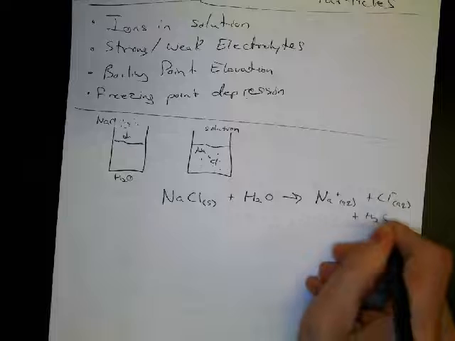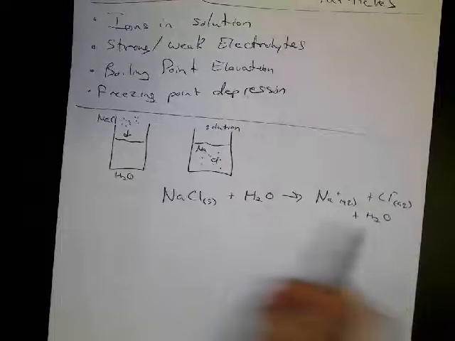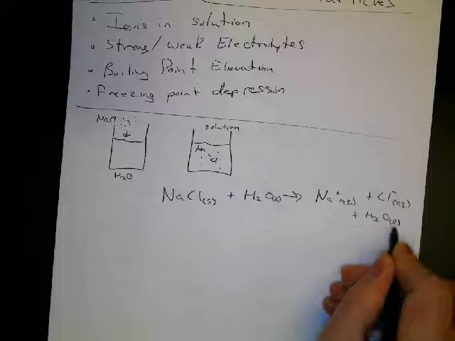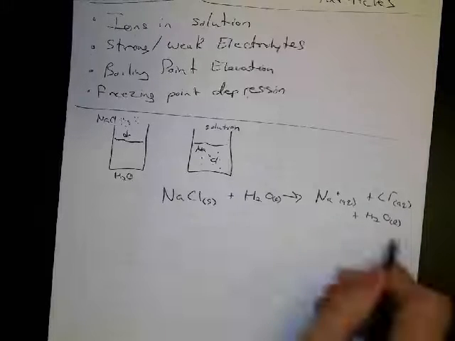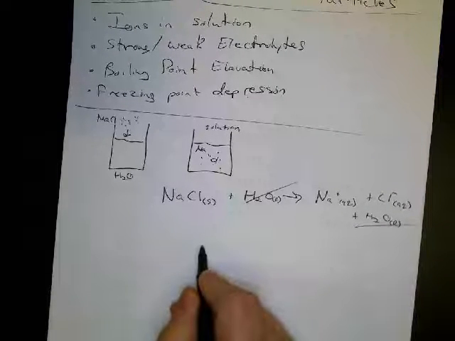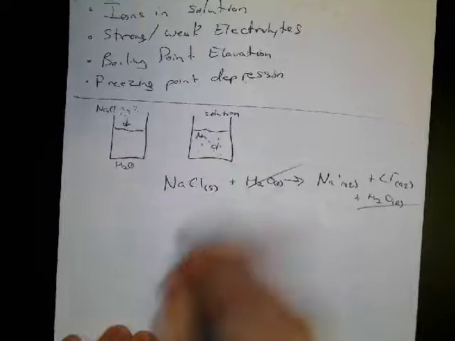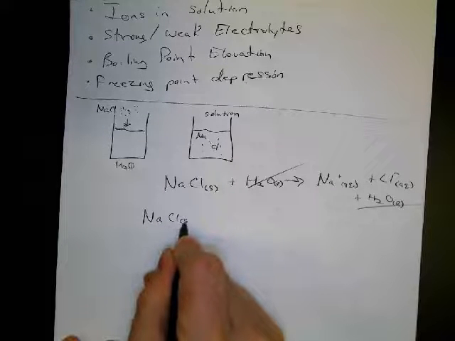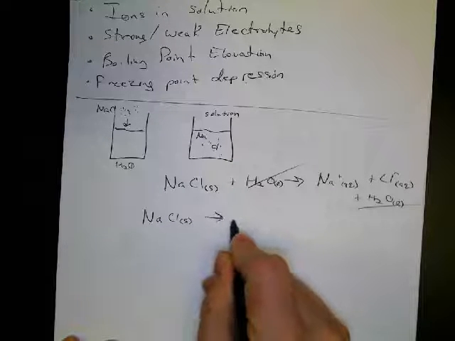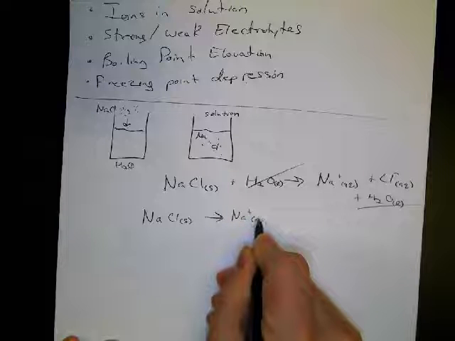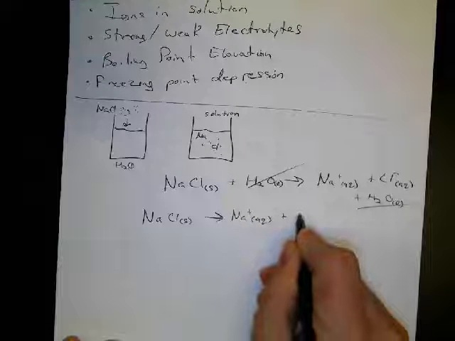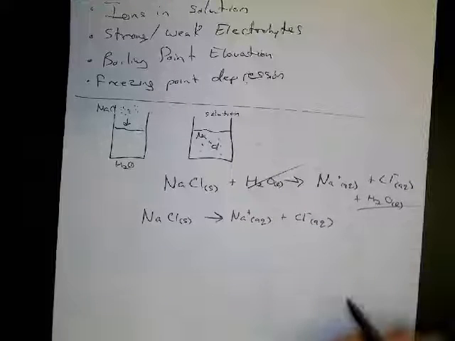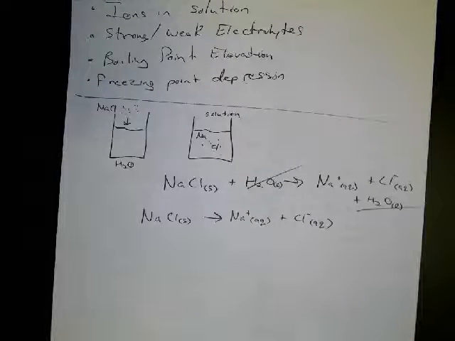Also, there's still a bunch of water molecules. Now, water appears on both sides of the equation. It's a liquid. I should put l for liquid if I'm really being correct. And because it appears on both sides, we usually ignore it. So this is what's referred to as a net ionic equation. We would have a sodium chloride solid, and it dissolves, and it turns into sodium plus ions, and it turns into chloride minus ions. Now, just like any other equation, we would have to balance this.